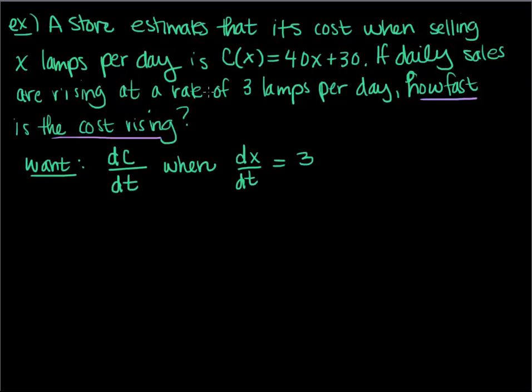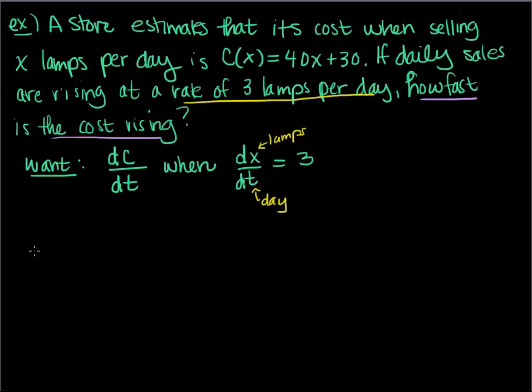Look at this right here. This is saying the rate of 3 lamps per day. So x, remember, that's lamps. And t, I'm going to let t be day. And then remember, the d's in front imply a rate of change. So this is the rate of change of my lamps per day. So that is going to be 3 lamps per day.